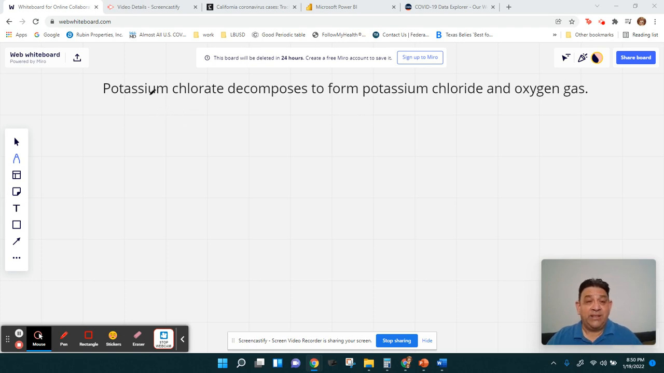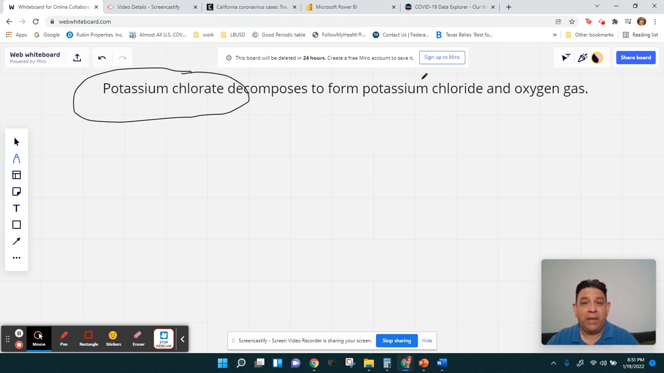Okay, so let's start off by trying to figure out what the reactants and products are in this form. Okay, so we have potassium chlorate decomposes. Decomposes means breaks down to form potassium chloride and oxygen gas. So clearly what we have here is this thing right here breaking down and forming this and this right here.